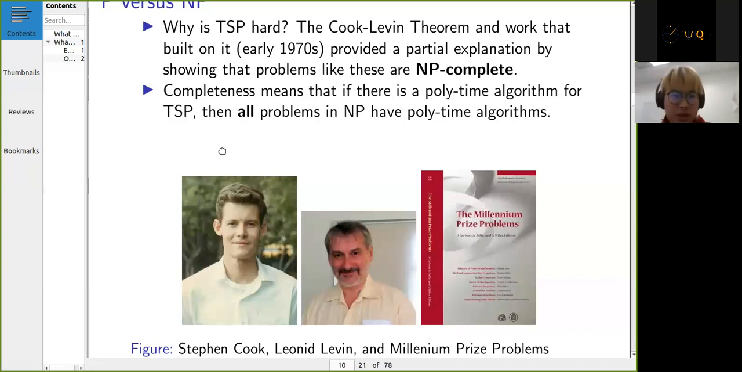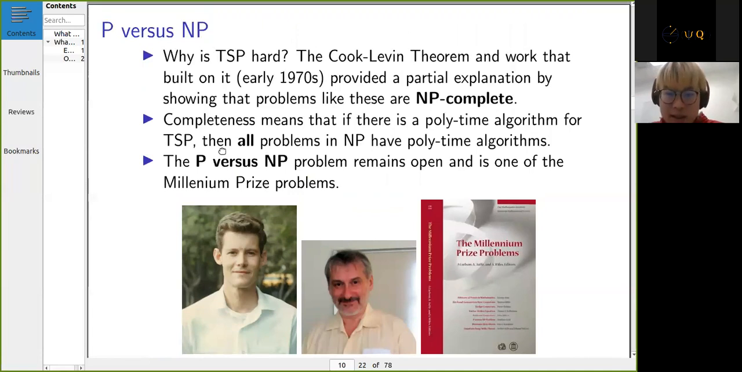So under the assumption that P is not equal to NP, every NP-complete problem must have algorithms that take super polynomial time. This is, I think, one of the greatest insights in computer science, this notion of NP-completeness, because it provides at least a partial explanation for why many problems are difficult, or we believe them to be difficult to solve.